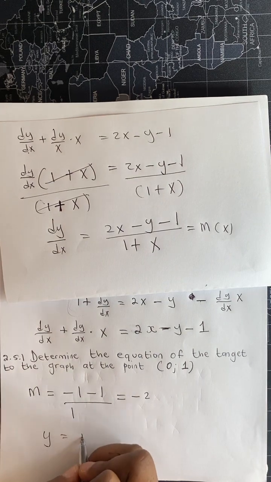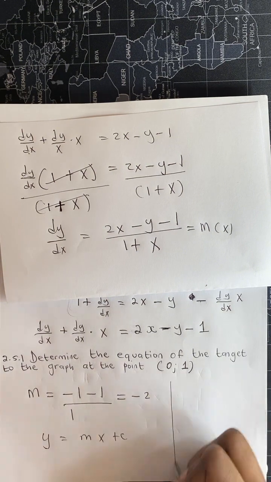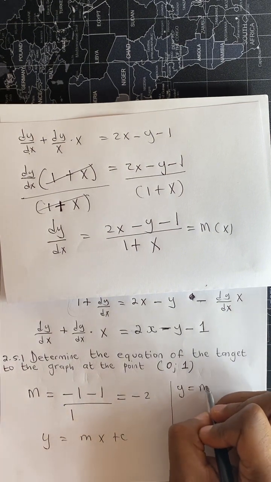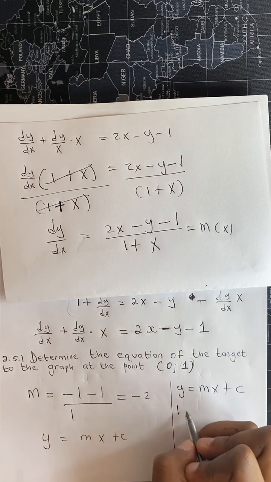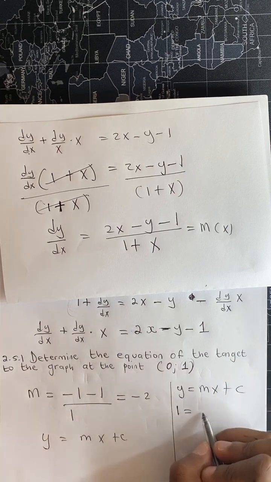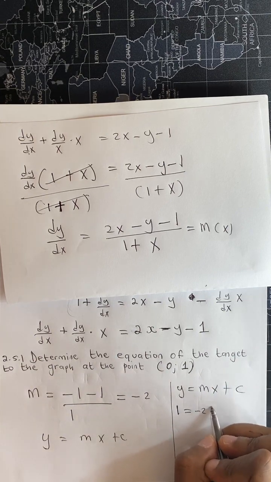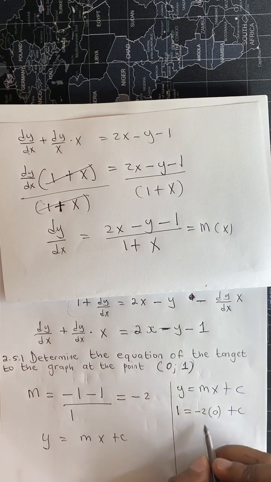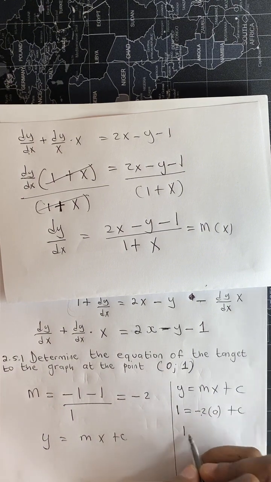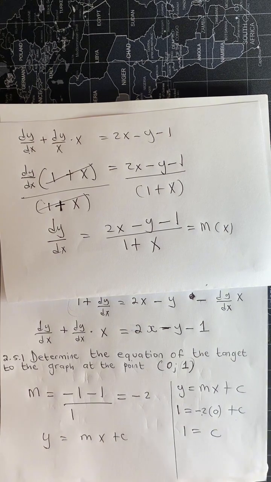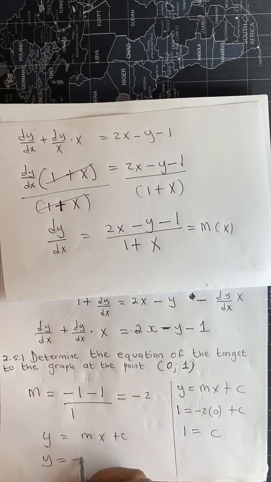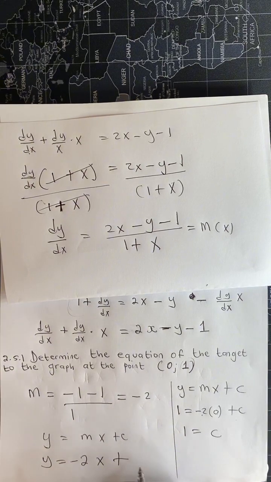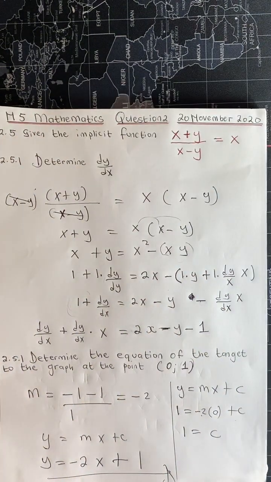So we have y equals mx plus c, and we use that point because we are only given one point. Where there is x we use 0, and our gradient is -2, so we multiply it by the 0. So -2 multiplied by 0 will be equal to 0. So our c will be equal to 1. So our equation of the tangent will be y equals our gradient, which we determined as -2x, plus our c, which we determined as 1. And that's it for question 2.5.1.